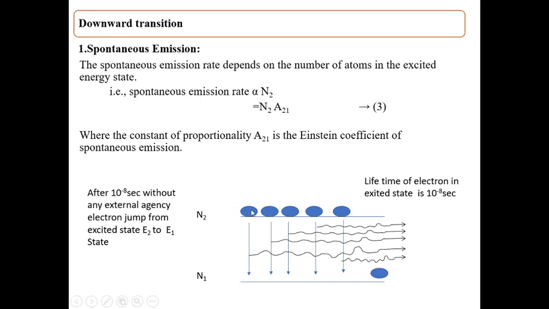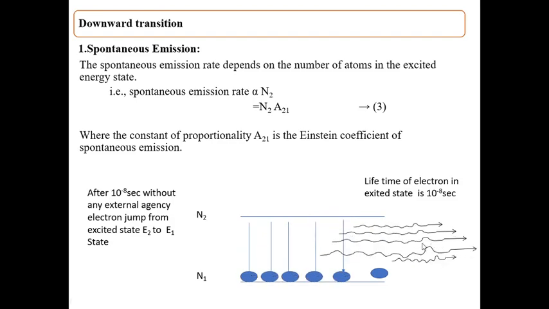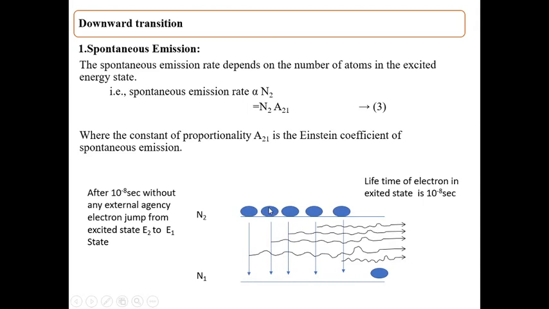Here the particles exist for 10 to the power of minus 8 seconds. They will come down slowly by emitting this radiation. Like this, they emit radiation while coming down to ground state. This rate of emission depends upon the number of particles existing in this state. That is what the equation is saying. Here one thing we have to observe: the particles are not taking any help from outside. They come to ground state by themselves. That is called spontaneous emission.